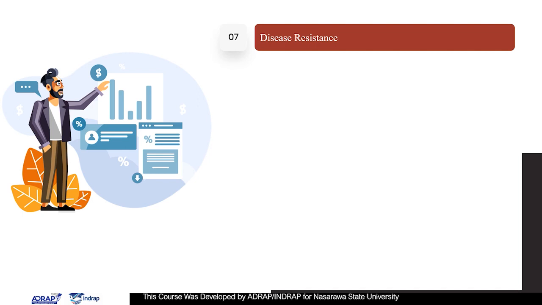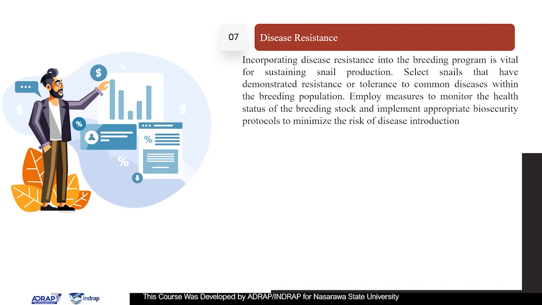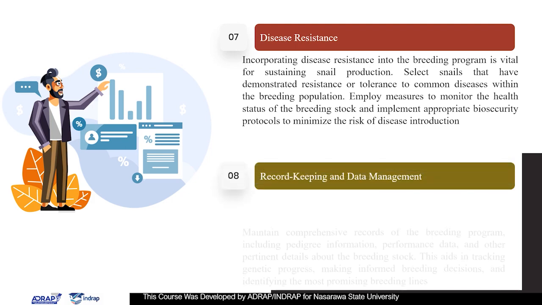Disease resistance. Incorporating disease resistance into the breeding program is vital for sustaining snail production. Select snails that have demonstrated resistance or tolerance to common diseases within the breeding population. Employ measures to monitor the health status of the breeding stocks and implement appropriate biosecurity protocols to minimize the risk of disease introduction.